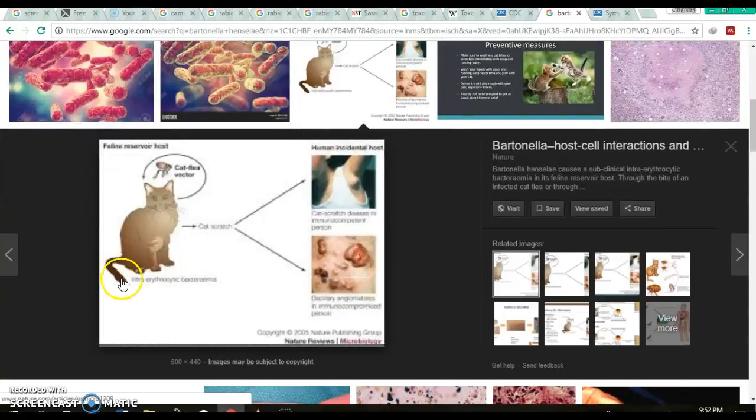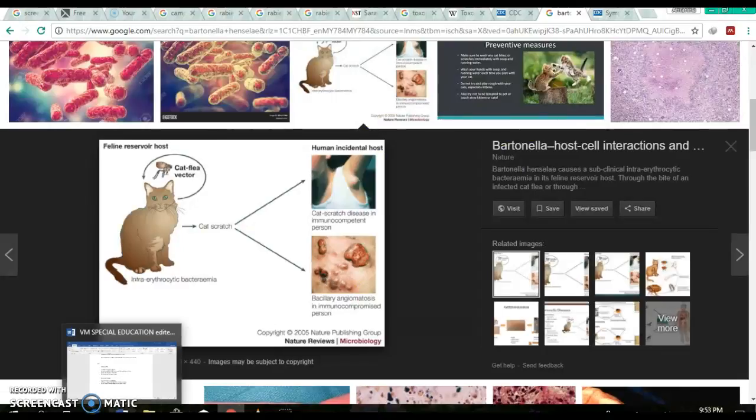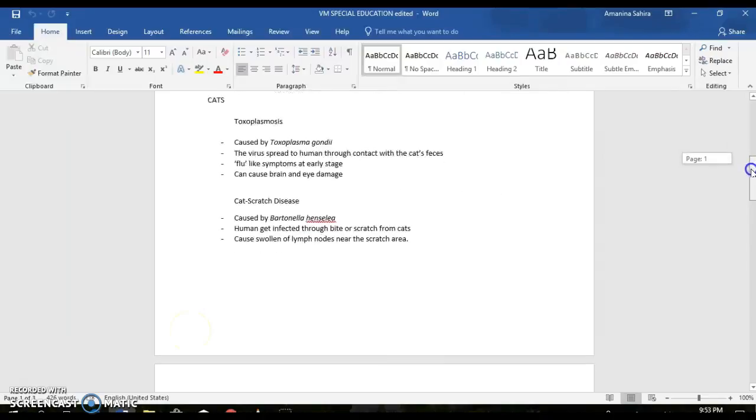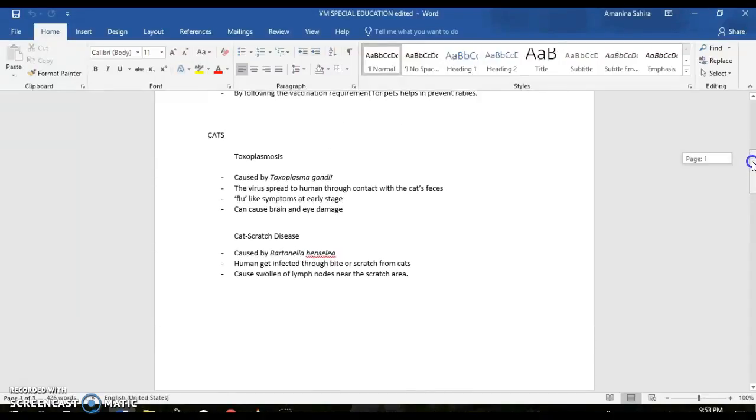So it can be gotten from cat scratches because the bacteria is contained in the cat's nails, and that's why we get the infection. So I think that's all from the cat's part. Thank you.